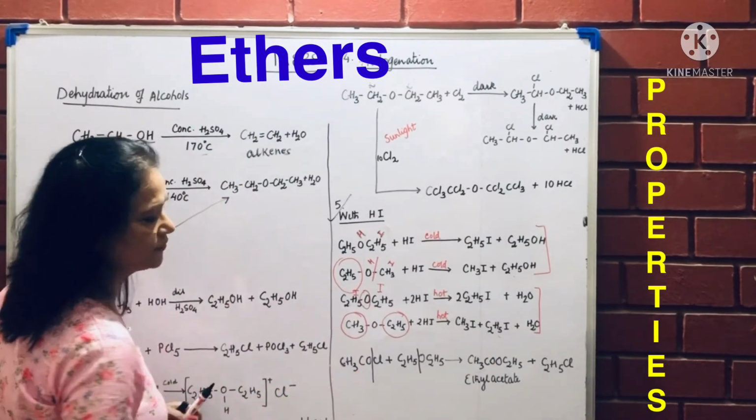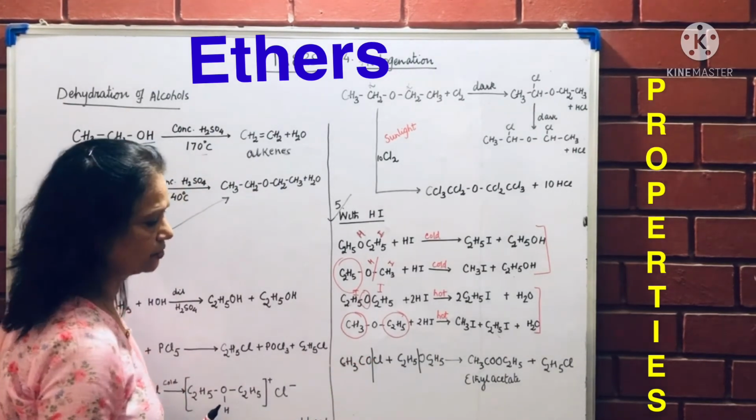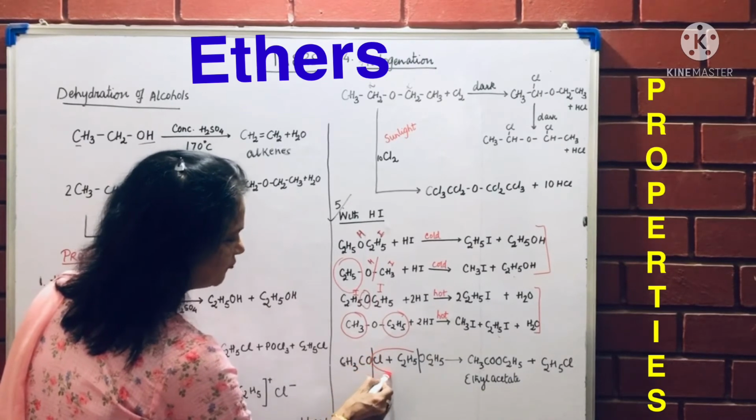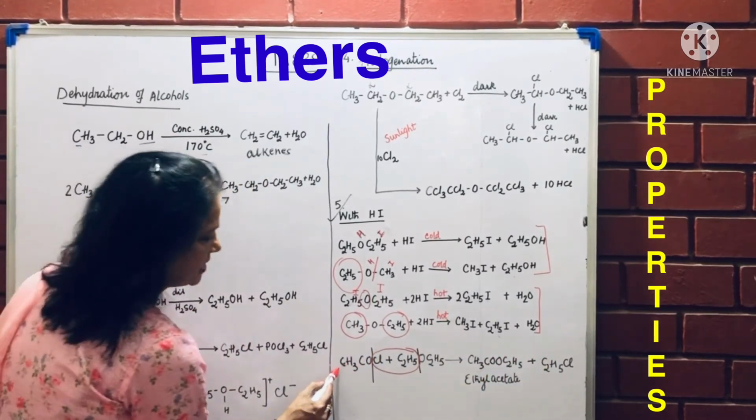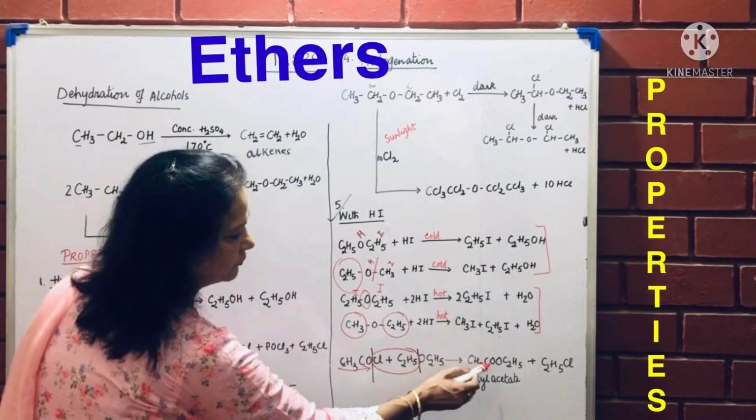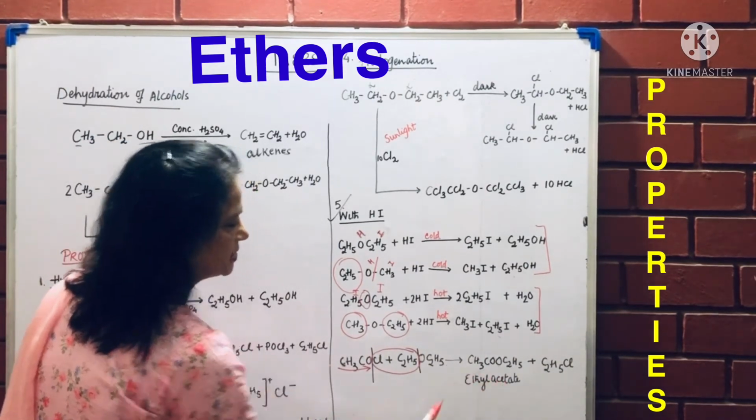This is again a reaction with acetyl chloride. CH3COCl is acetyl chloride. This is diethyl ether. So C2H5Cl I have removed, C2H5Cl. CH3CO from here, OC2H5, which is ethyl acetate.